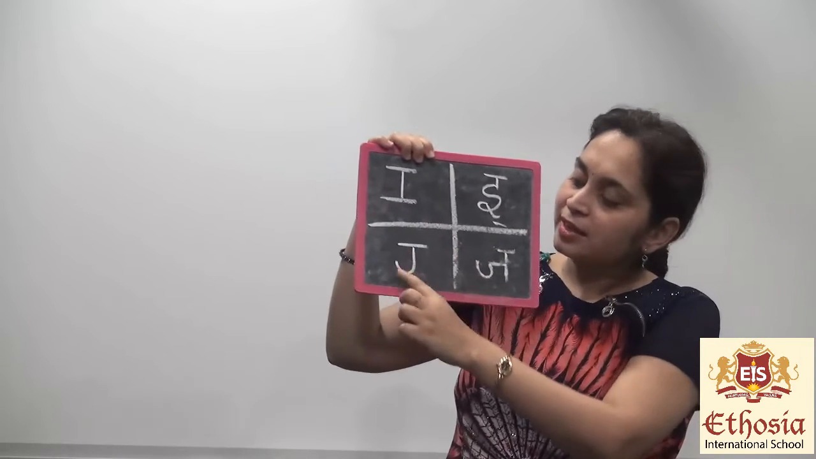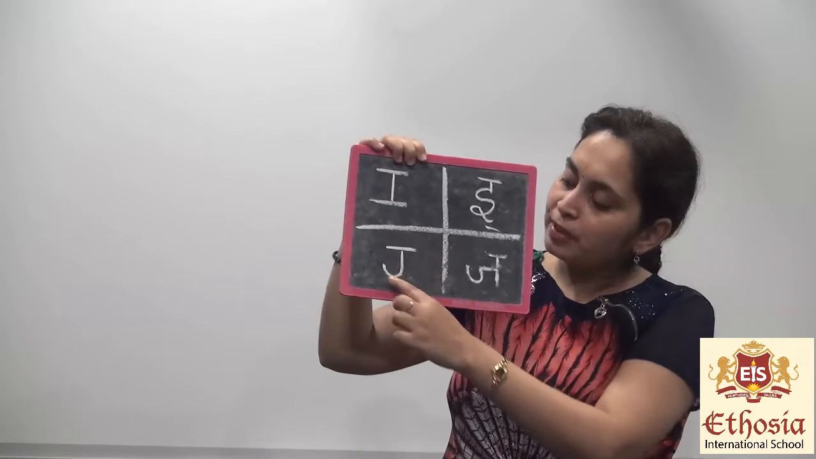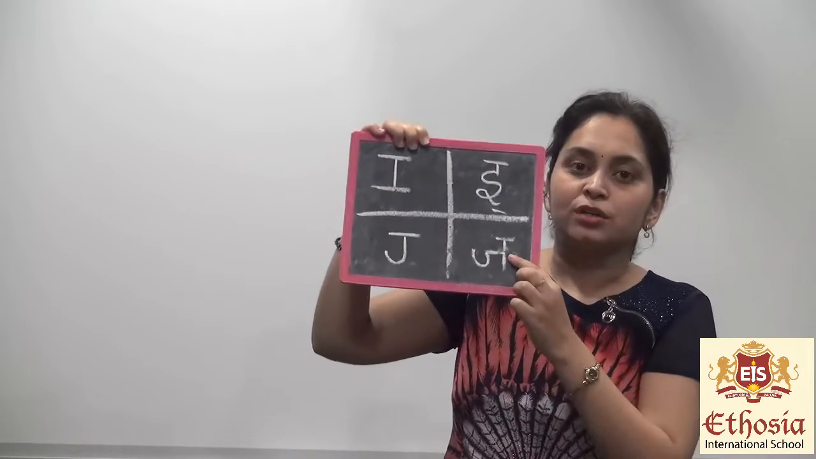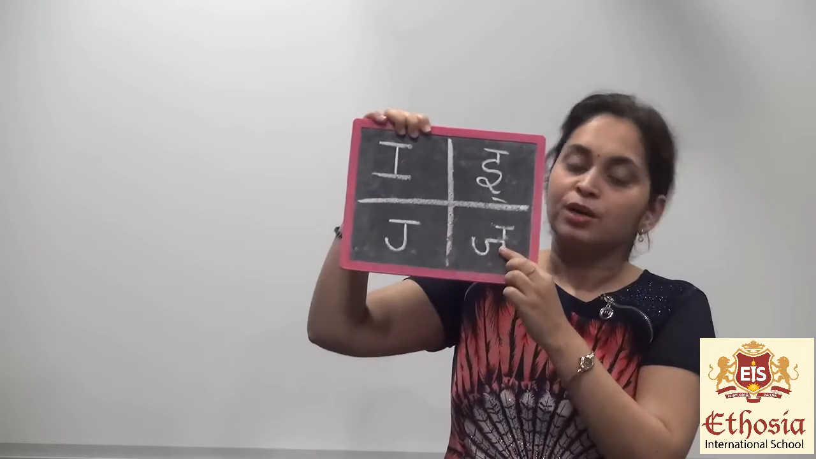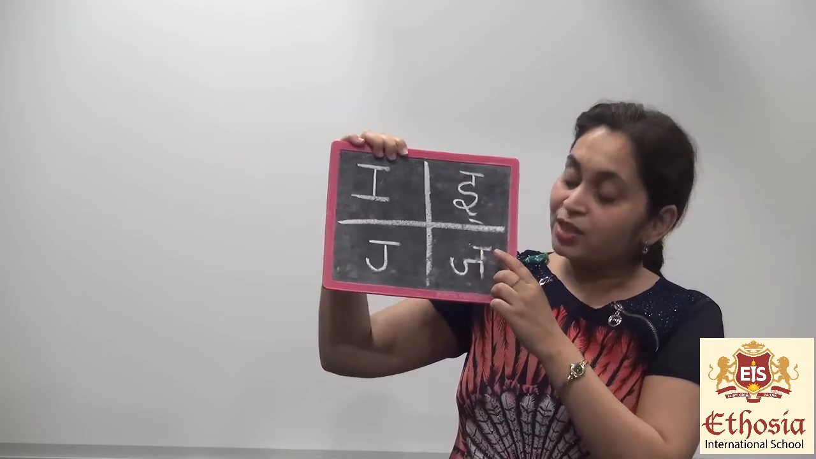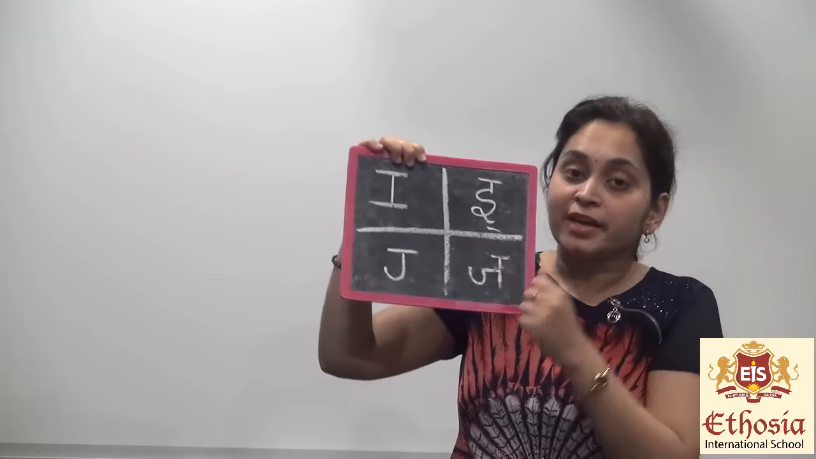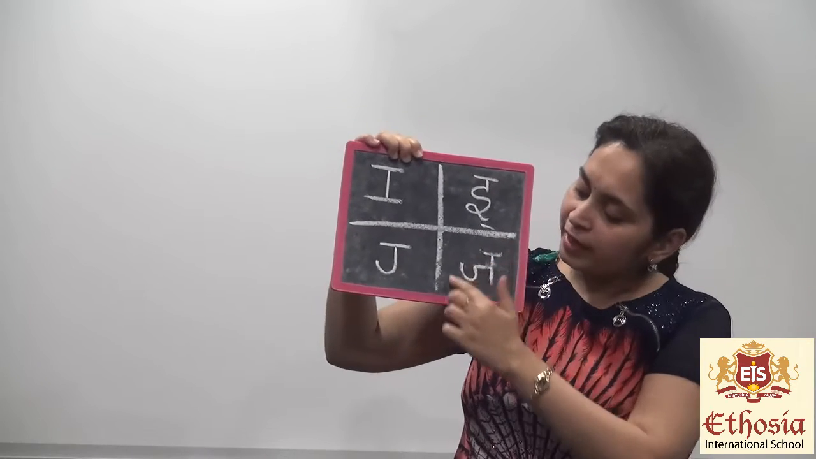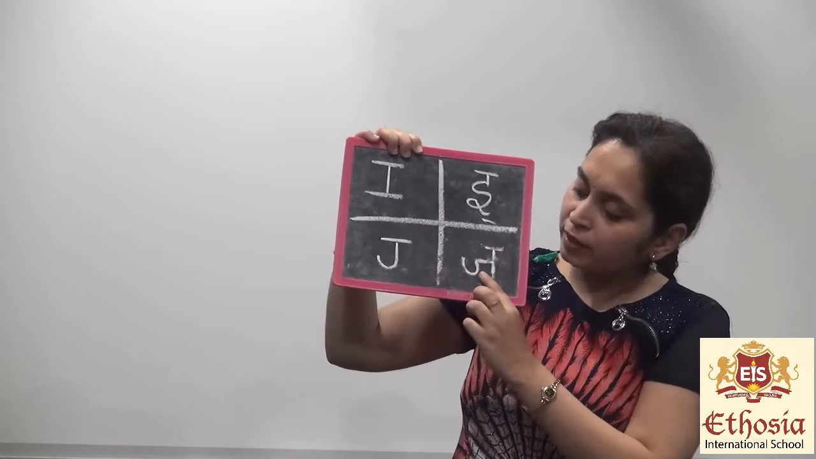Now next is capital J. This is capital J. J says J, alright. Is it clear to you? Like jug, jacket, jeep. So we indicate this capital alphabet with the phonic sound J, alright.